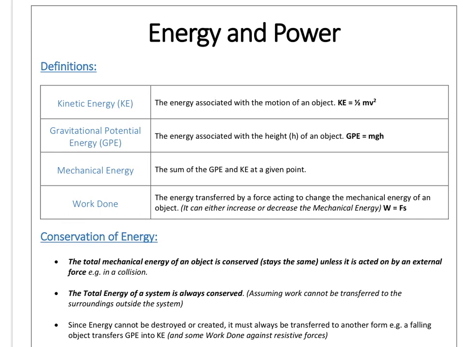And the final thing I might talk about in this video is work done. That's the energy transferred by a force, and forces act to change the mechanical energy of an object. So if you apply a force, you can either increase or decrease the mechanical energy the object has by transferring it to other forms. And you can calculate the work done by knowing the magnitude of the force and the displacement in the direction of that force. S is the symbol for displacement. Okay, so those are our definitions.